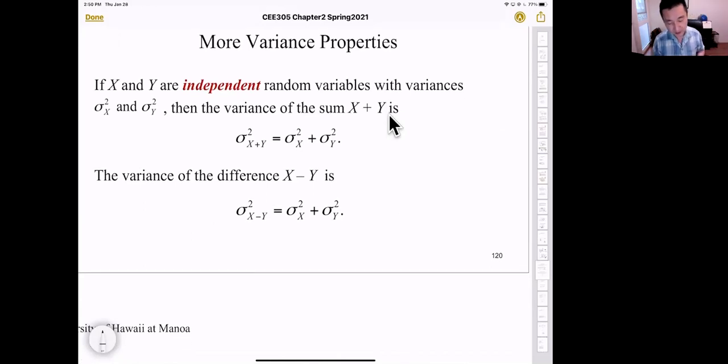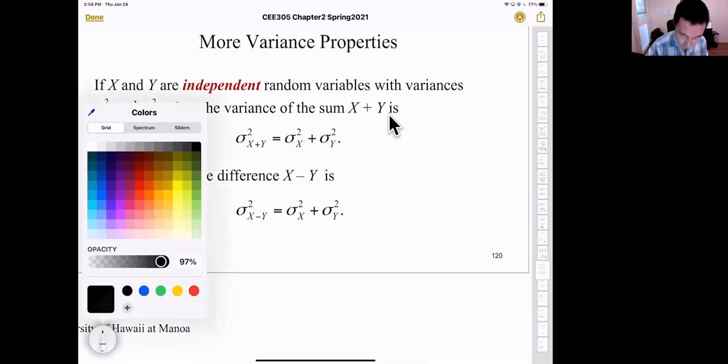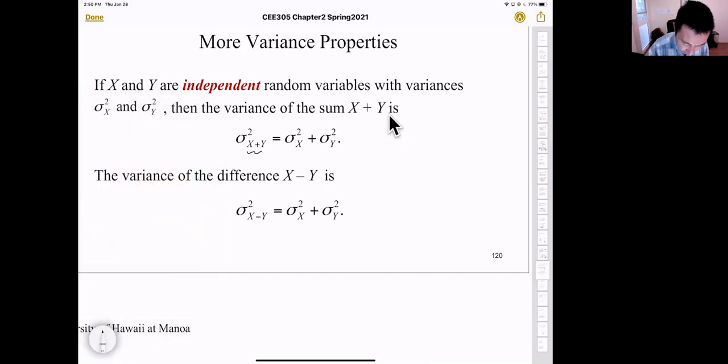For two independent variables X and Y, the variance of X plus Y is equal to the variance of X plus the variance of Y. Pay attention here. The variance of the difference X minus Y is equal to the variance of X plus, this is no typo, this is plus, the variance of Y. So that part is important.